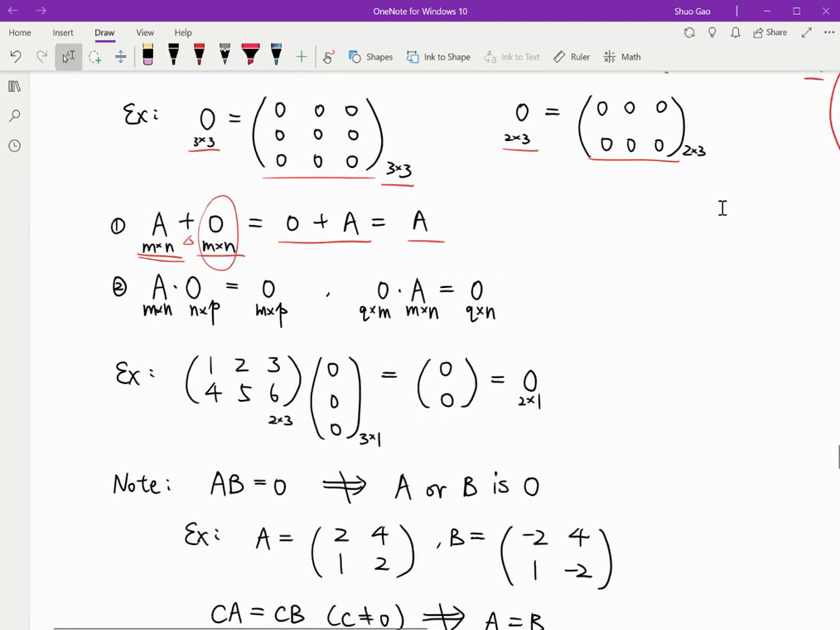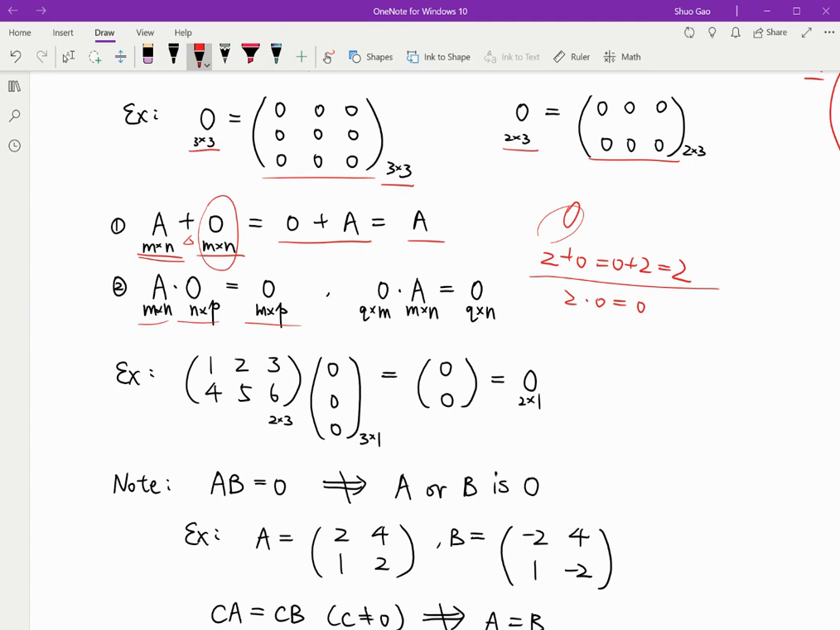So the null matrix is like the number 0, right? So 2 plus 0 equals 0 plus 2 equals 2 itself, right? So this is in the number algebra. But you can consider the null matrix as the number 0 in the matrix form, right? Any matrix plus a 0 matrix is just the matrix itself. And any matrix A times a conformable null matrix should be another null matrix, right? Just like 2 times 0 equals 0 in the number algebra.